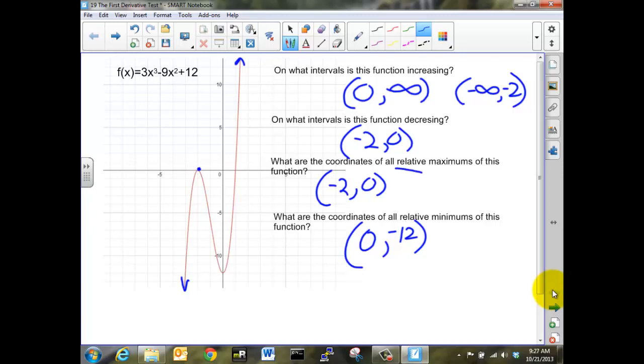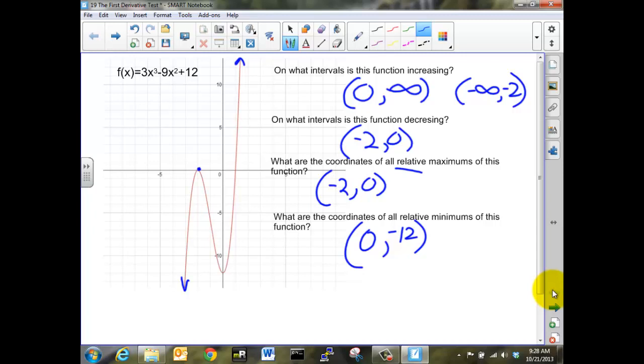Does this function have an absolute max or an absolute min? No. That's right. Since it's infinity, we never get to some place that it stops. Because as soon as you tell me this is the highest, I can go one more to the right and it's higher. Or as soon as you tell me this is the lowest, I can go one more to the left and it gets lower. All right. Now, I have a question for you.